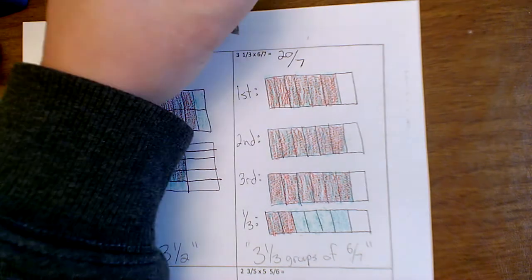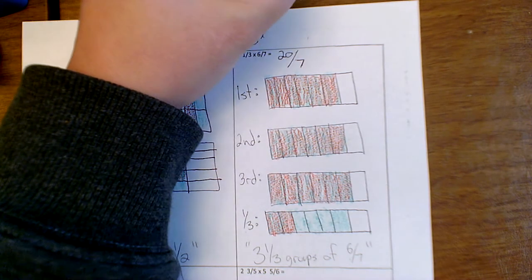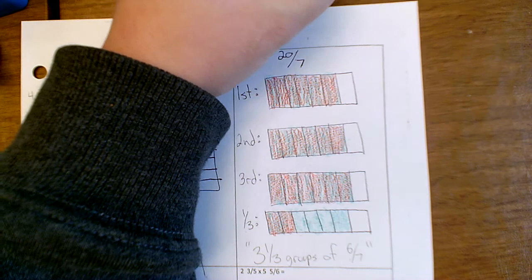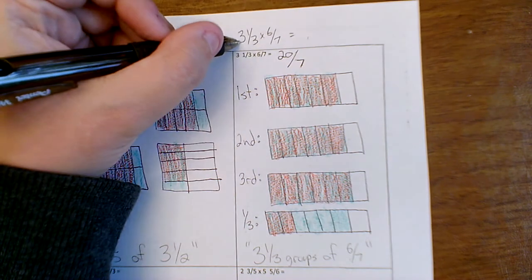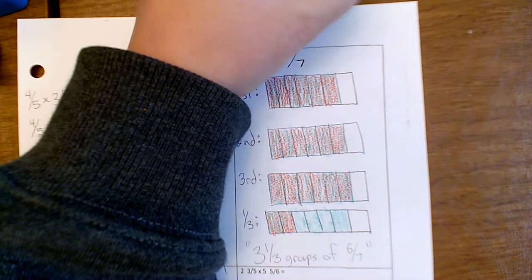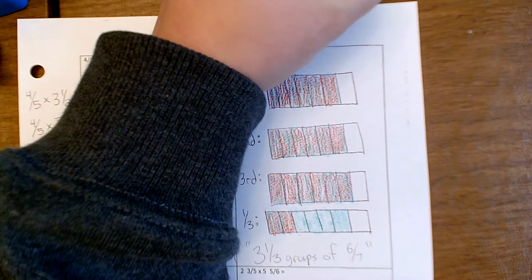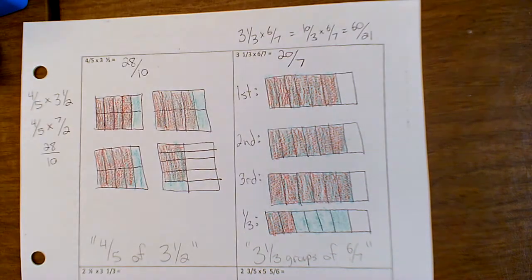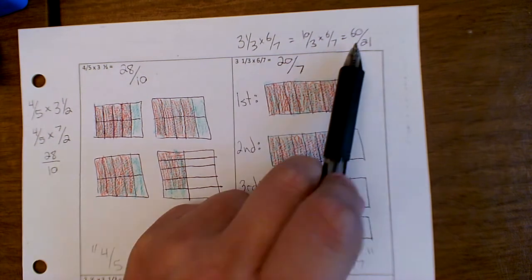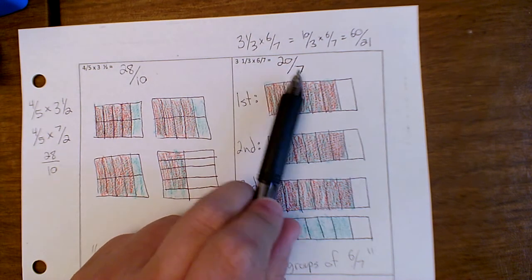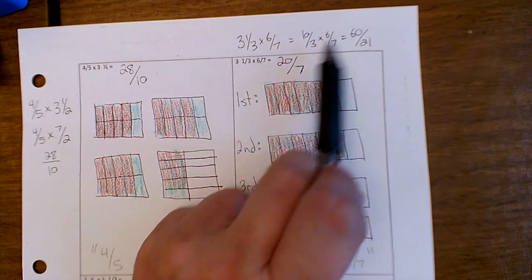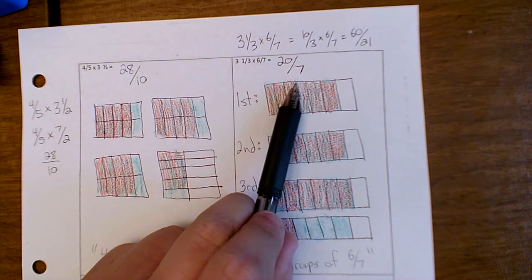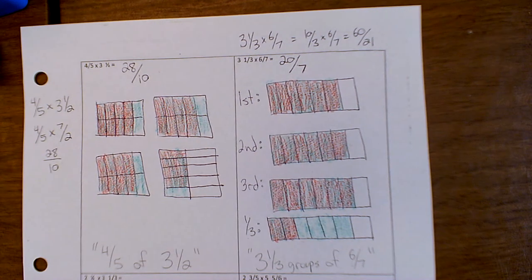And again, we can check this with the standard algorithm. So 3 1/3 times 6/7 would be 3 times 3, so 9 plus 1 is 10/3, times 6/7 would be 60 21sts. So 60 21sts will reduce down to be 20 sevenths. So 60 divided by 3 makes 20, 21 divided by 3 makes 7. Okay, so we do have an equivalent answer. So that one works.